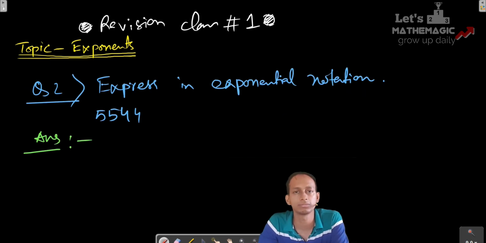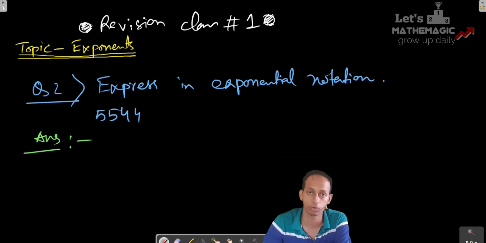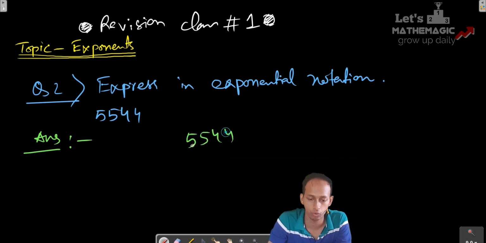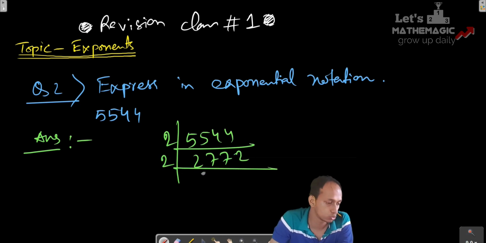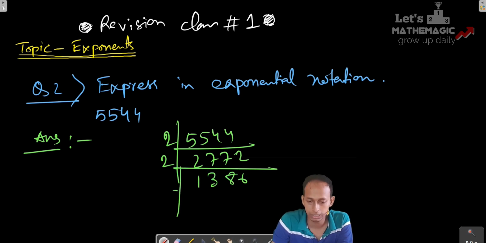Now here in the next sum, the number given is 5544, and we need to express it in the exponent form. So what we will do now, we have to prime factorize this number, that is 5544. So what you can see, we can divide it by 2. So we'll get 2772. Again we can divide it by 2. So we'll get 1386. Again we can see it's an even number, so we can again divide it by 2. So we'll get 693.